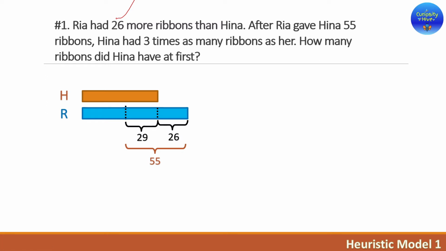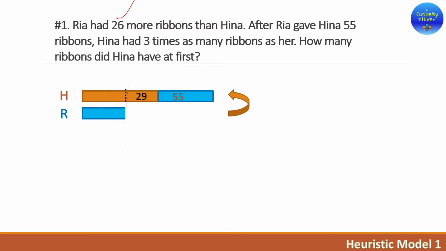Now the reason we find these 29 ribbons is that if we extrapolate this line to the above bar, we know that this portion is also 29 in Hina's bar. So now let's go to the next step where Ria gives Hina 55 ribbons. So 55 ribbons get added to Hina and these 55 ribbons are removed from Ria's bar. So this is our new bar formation.